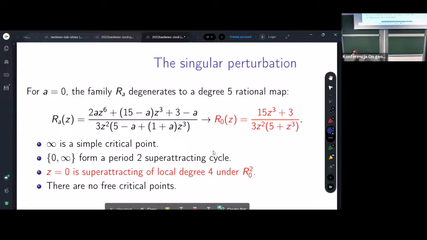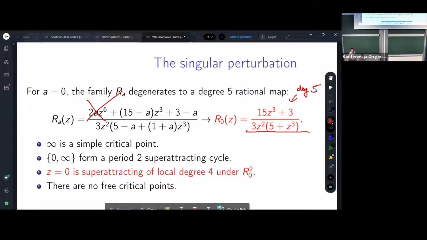Here, the most interesting parameter is a equal to 0. If you check the formula that you can find in Dan's poster, it depends on alpha, not on a. This is just a reparameterization so that the degeneracy parameter is at 0. If you take a equal to 0, you can see that this term disappears. The denominator drops the degree, the numerator drops the degree. It's now degree 5 over degree 5. So we pass from degree 6 to degree 5, we've dropped the degree by 1.